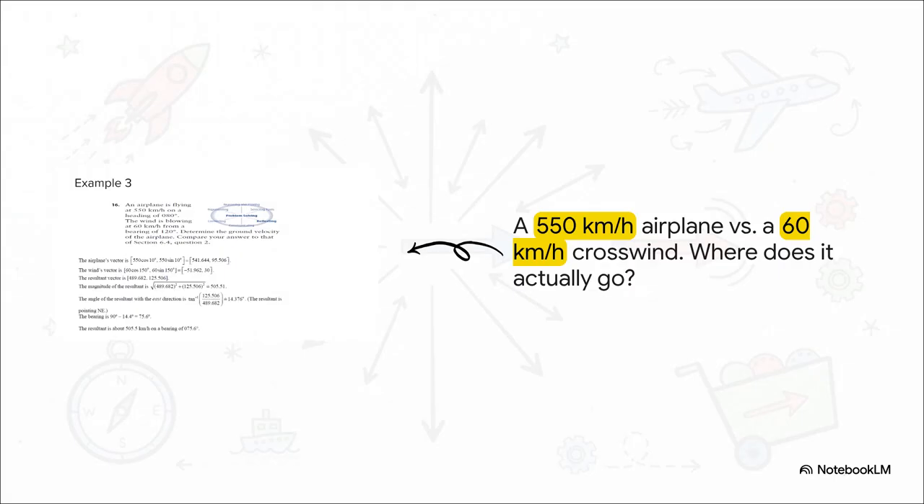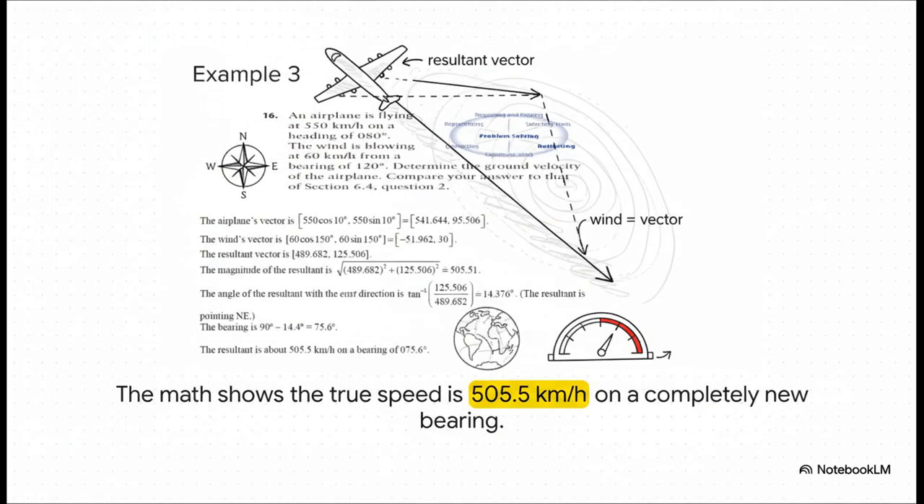So here's our scenario. We've got a plane, and it's flying at a pretty speedy 550 kilometers per hour. But at the same time, it's getting hit by a 60 kilometer per hour crosswind. The question is, what's its actual speed and direction now? Well, when we do the vector math, we get a super clear answer. The plane's true speed is actually 505.5 kilometers per hour, and its course has shifted. Just like that, the pilot knows exactly where the plane is really headed.